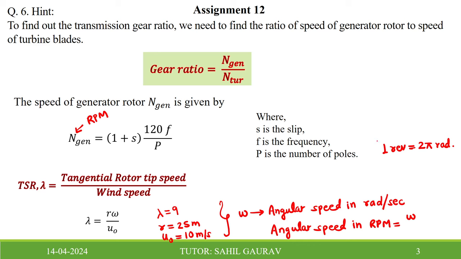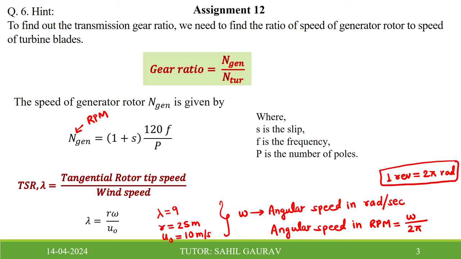So n equals 2 pi n by 60. One revolution is equal to 2 pi radian. So in one radian, it will be 1 divided by 2 pi, right? So it will be divided by 2 pi. And then to convert second into minute, we have to again divide by 60, so it will come up on top. So omega into 60 divided by 2 pi. So this will give the angular speed in RPM.